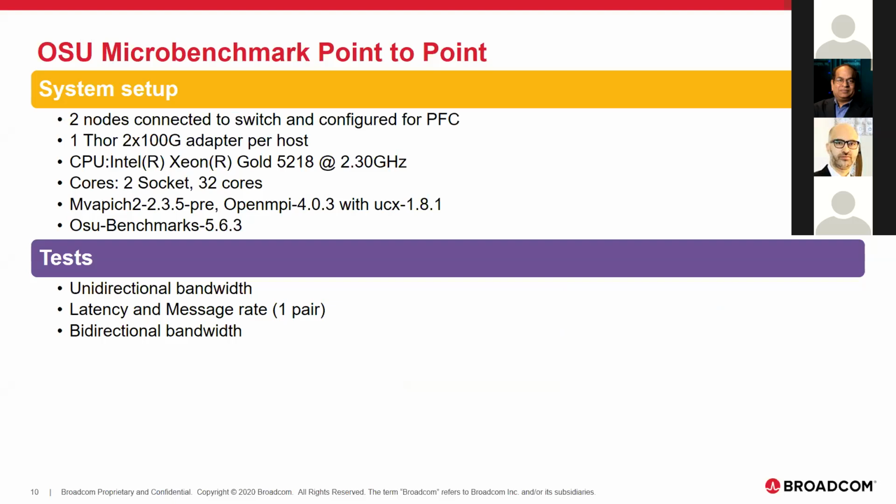Okay, so now I would like to take you to the OSU benchmarks, which are at MPI level. In this section I will be presenting some basic MPI level tests: unidirectional bandwidth, then latency and the message rate, and the bidirectional bandwidth. The setup which we have used here is 2 nodes connected back to back, connected via switch. Each host has 1 Thor adapter, and the MPI which we have used here is MVAPICH2 2.3.5 pre-release, which has Broadcom adapter support, and Open MPI 4.0.3 with UCX 1.8.1. Next slide, please.